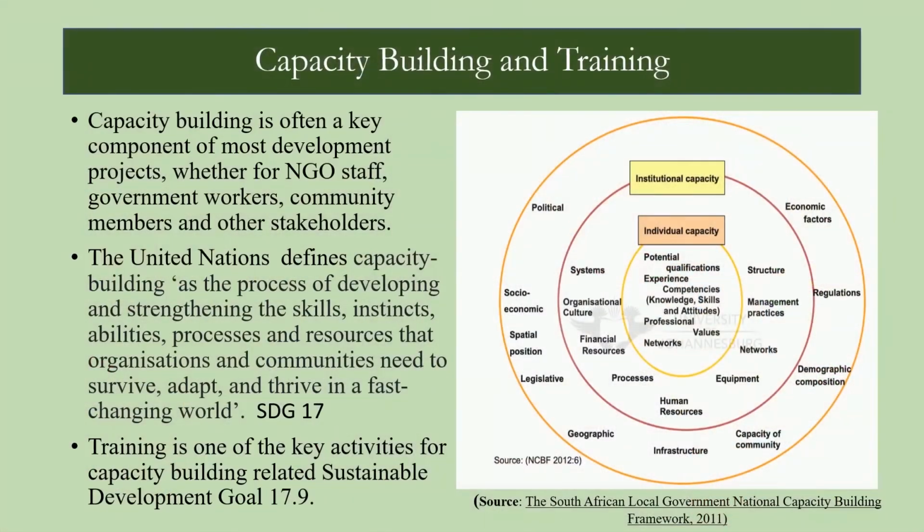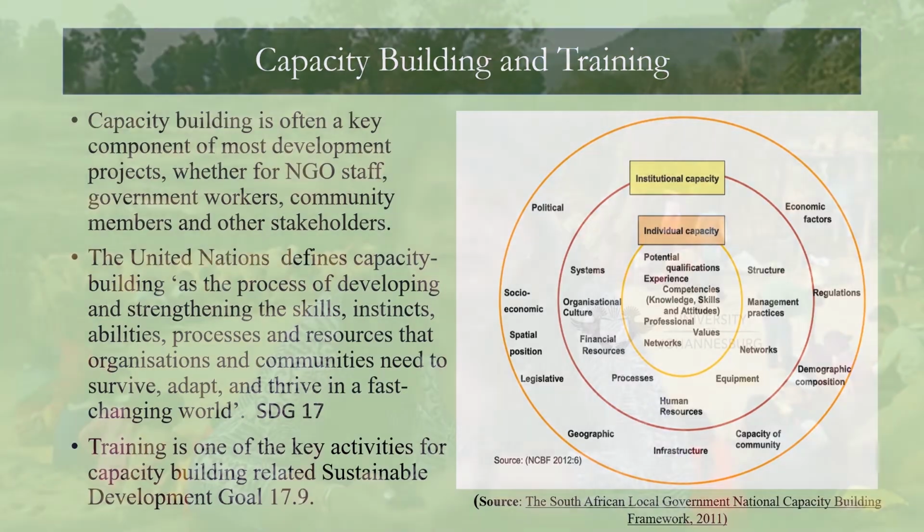If you look here at this picture on the right, it's a schema from an example of the South African local government capacity building framework in 2011. And you can see that it has individual, institutional, as well as general national capacity building. Individual and institutional may be read as individual and organizational. It provides a framework of indicating the constituents of individual capacity building and institutional capacity building. It highlights the various socio-economic, political and economic factors in the macro environment and how these influence the organization and individual capacities.